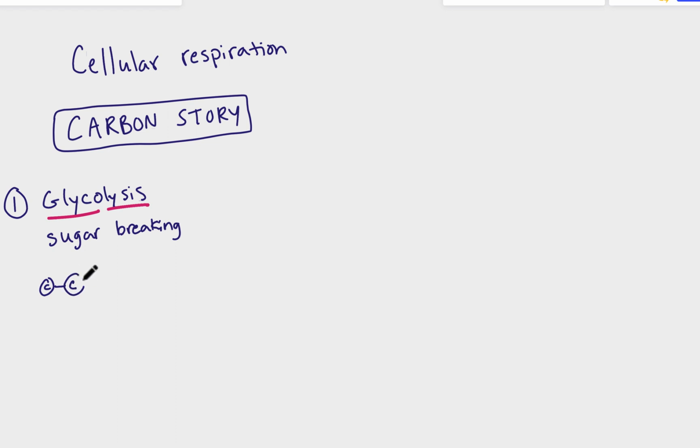Glucose is made of 6 carbons. I'm going to draw them as these spheres here. They're actually in a little bit different form in the cell, but I don't care. I just want you to track the carbons. So there's 6 of them, and this is glucose. Let's mark that in teal because it's an input.